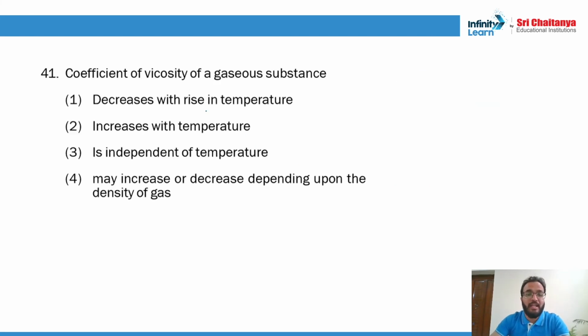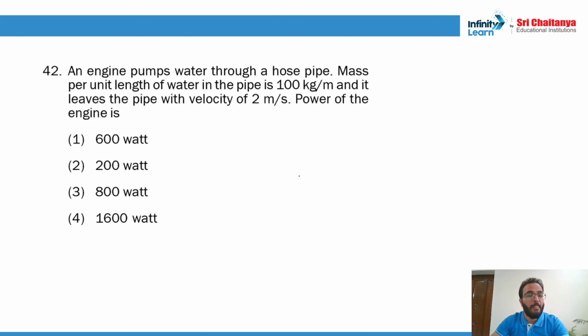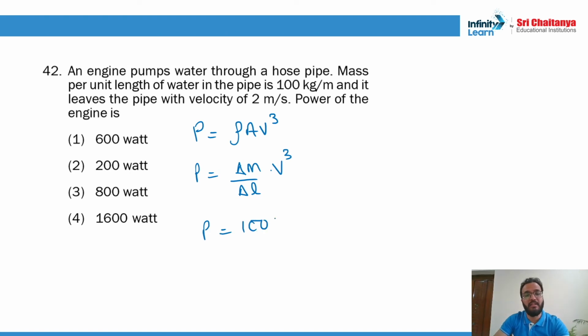Now, for a gas, always remember coefficient of viscosity is directly proportional to temperature, and for a liquid it is inversely proportional to temperature. An engine pumps water. Okay, the power of the engine, there is a clear formula, rho a v cube. Now what is rho a? Rho is mass per unit length. So we can say delta m by delta L into v cube. So it is 100 into 2 to the power 3.